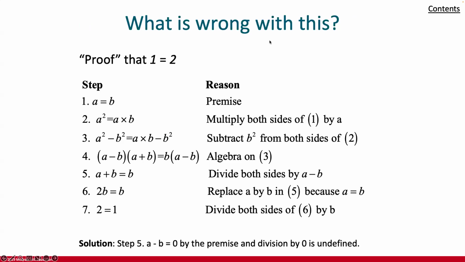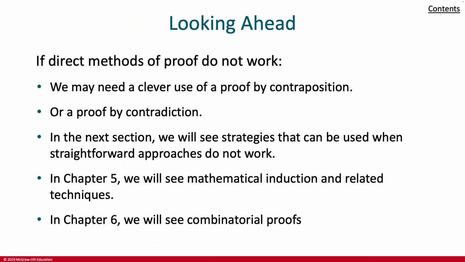So what is wrong with this? I'm not going to go through this in detail, but I quote proof that 1 equals 2. These are the kind of things that we can be doing in terms of manipulation. But is that something that we can actually hang our hat on and say, yes, that makes sense?